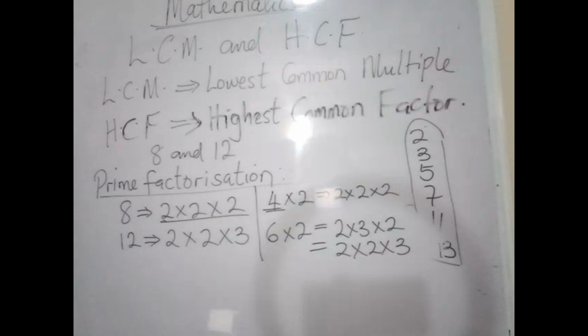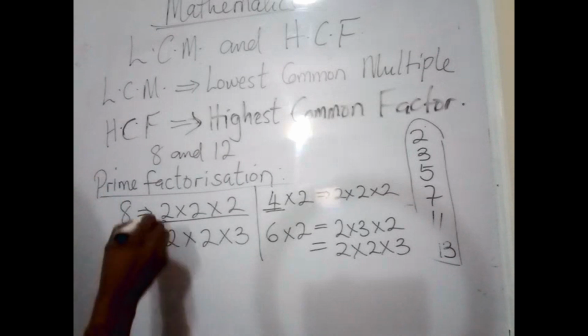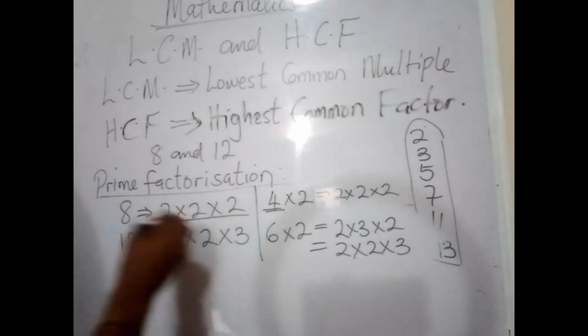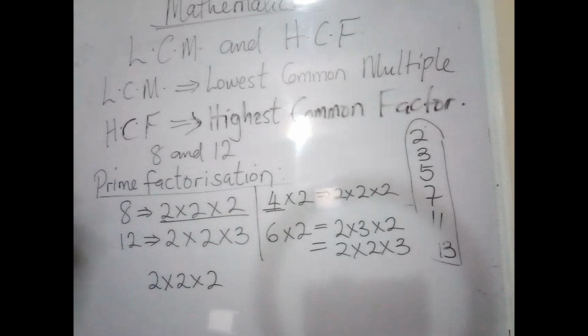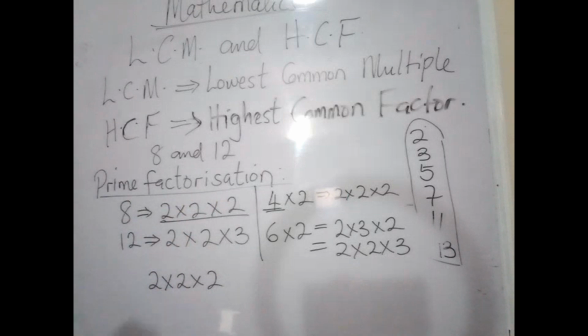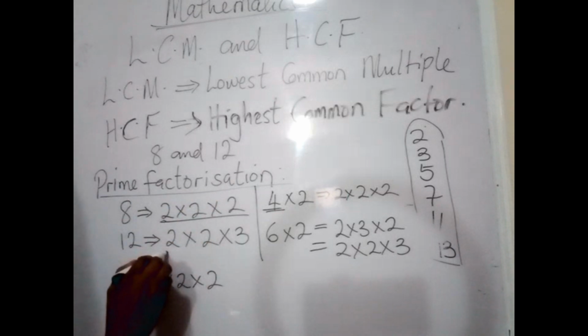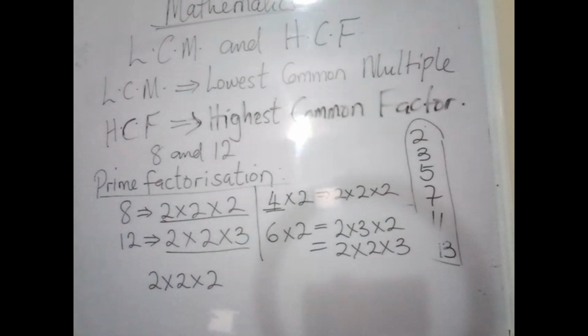Now what do we do next? The next thing is to take the highest power of each prime factorization. Now the highest power of this prime factorization is what? 2 times 2 times 2. This is the highest power of 2 as a prime factor. 2 in 3 places. Then if you look at 12, 12 is 2 times 2. That is 2 in 2 places, while the third number is a 3.